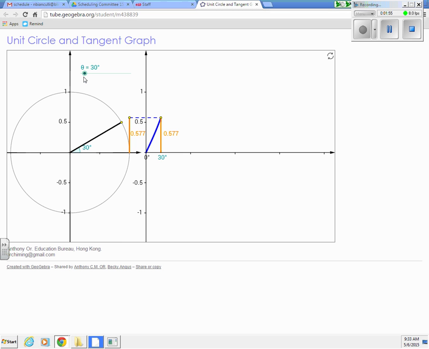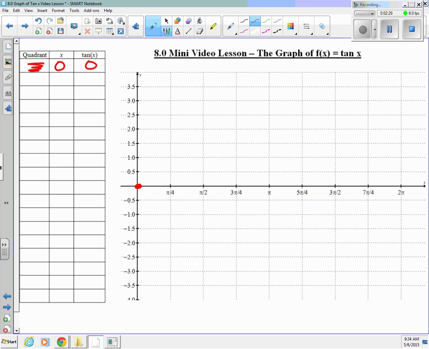And if I extend this out, tangent is just opposite over adjacent, and the adjacent is always 1 in this case because we're on the unit circle. So essentially this golden length is the length of tangent. And by the way, tangent of 30 degrees is 1 over root 3, and that's your 0.577. Okay, so now I can actually graph that. I'll go back to my graph, and at 30 degrees, which is pi over 6 radians, and we're in the first quadrant, my tangent of x is 1 over root 3, which is about 0.577.